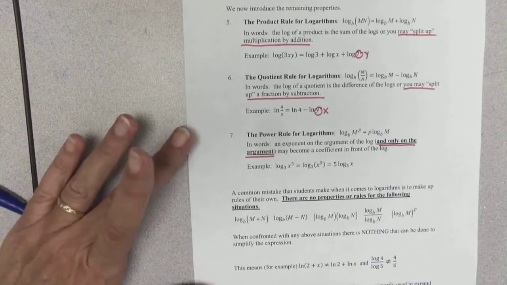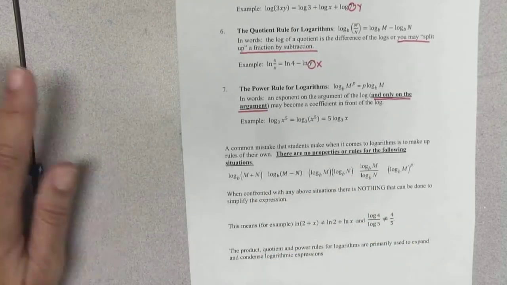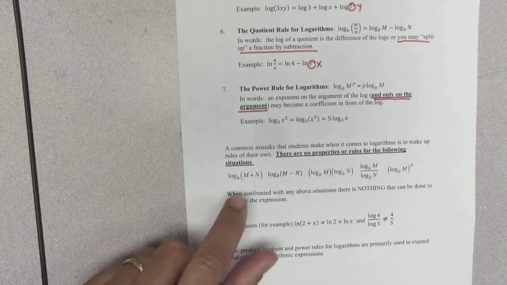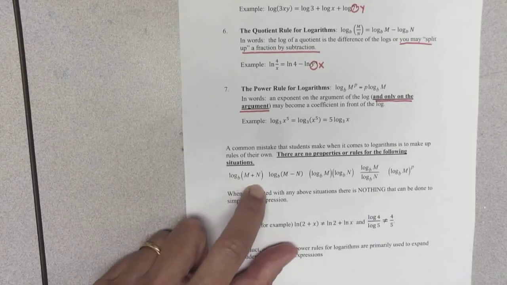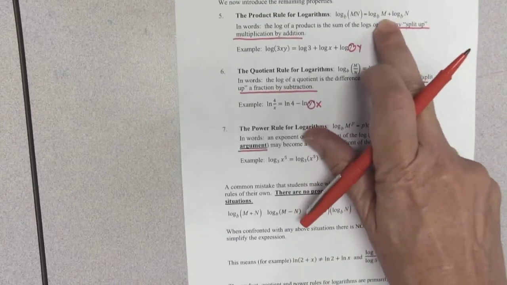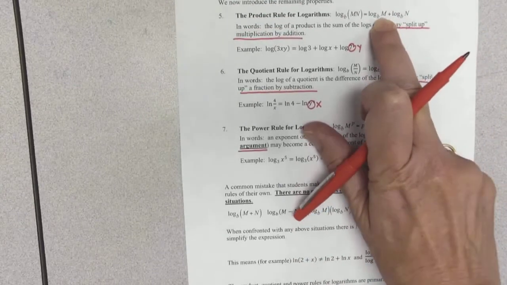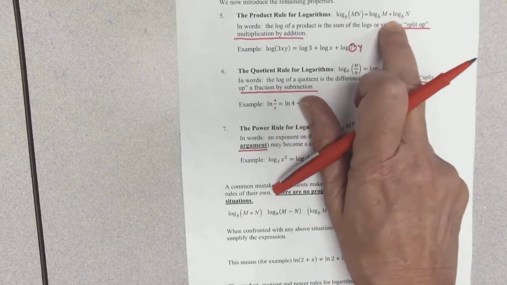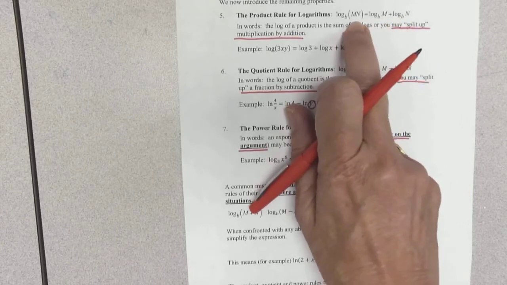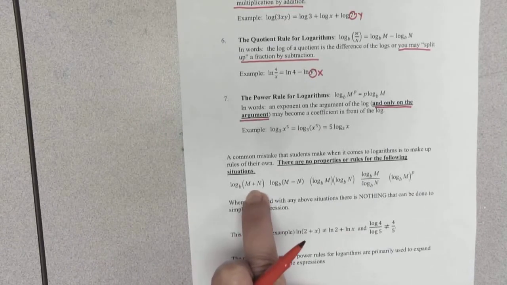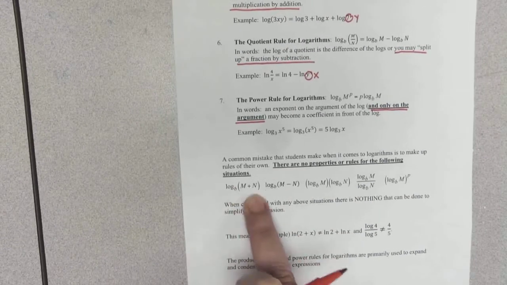Now, rules that we don't have, down here. A common mistake that students make when it comes to logarithms is to make up rules of their own. There are no properties or rules for the following. Log base b of m plus n, addition within the logarithm. The rule that we have up here that involved addition was addition between two separate logarithms. And if we use that rule backwards, addition between two separate logarithms can be put together by multiplication of the arguments. But we don't have a rule for addition within a logarithm.